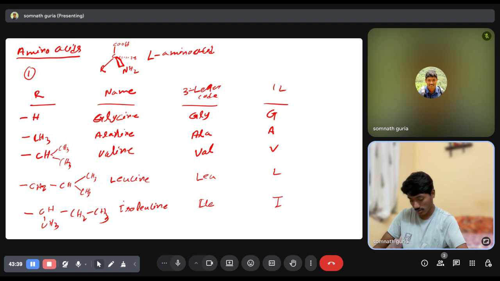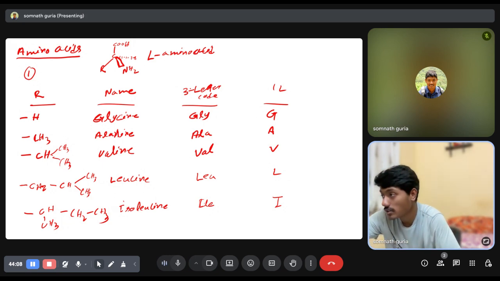Glycine is an achiral molecule. So we have to remember all those amino acids' one letter codes. Starting from when the R is equal to hydrogen, it becomes glycine. When the R is CH3, it becomes alanine. Three letter code is Ala, and one letter is A, and so on and so forth.